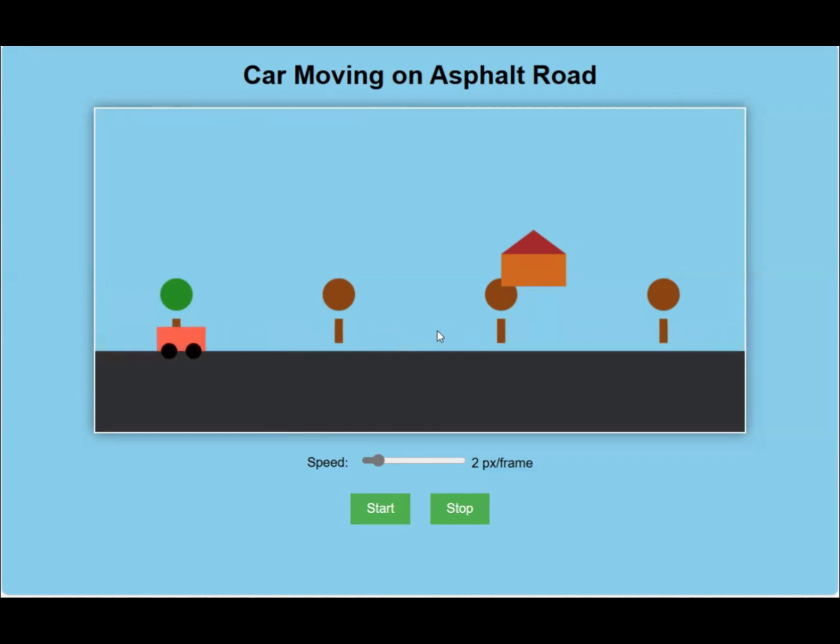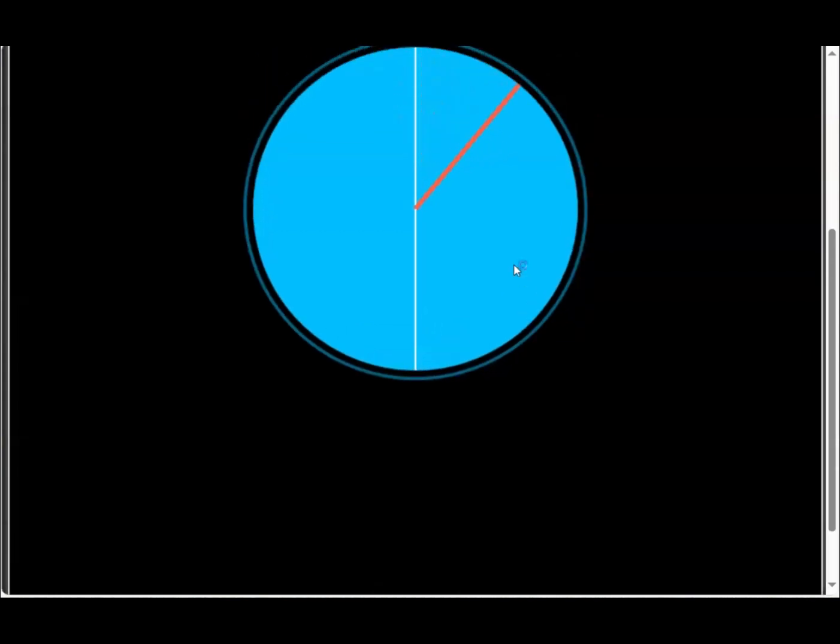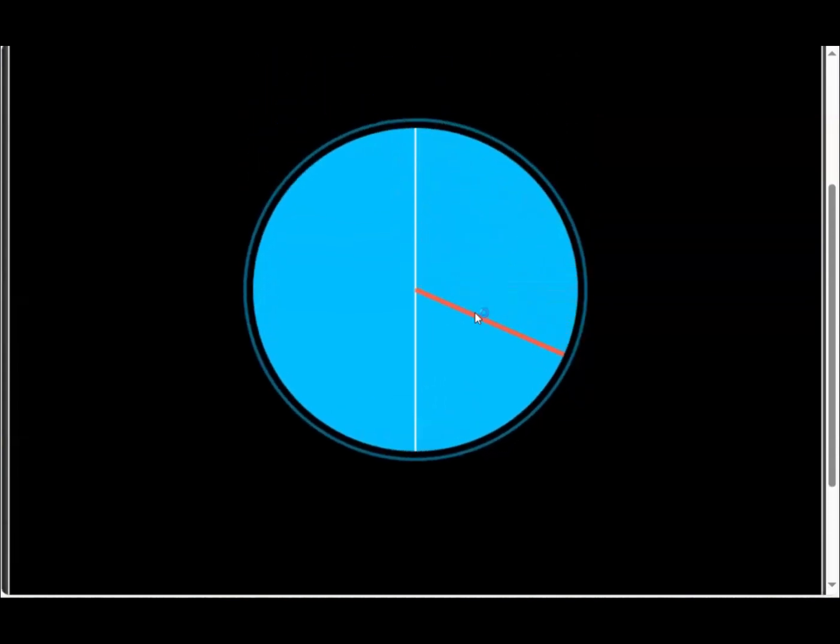The second type of motion is rotational motion. Rotational motion is the motion about a fixed axis. Now here we have the rotation of a rigid body. This rigid body rotates about a fixed axis. Such type of motion is called rotational motion.